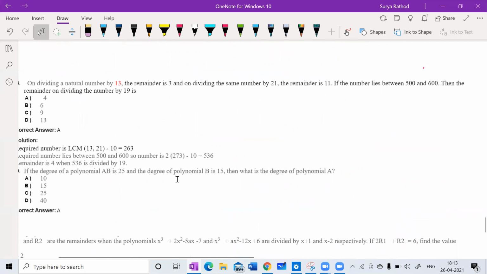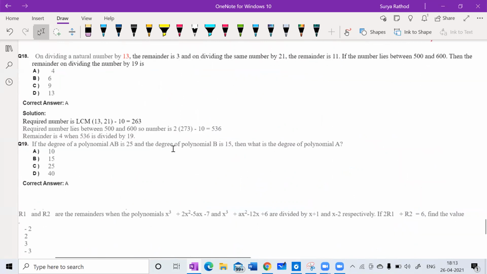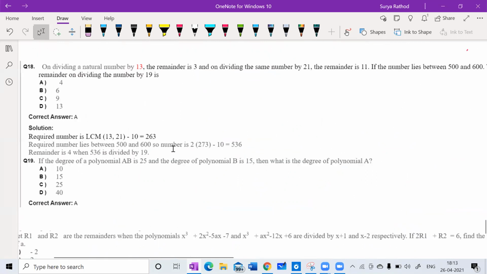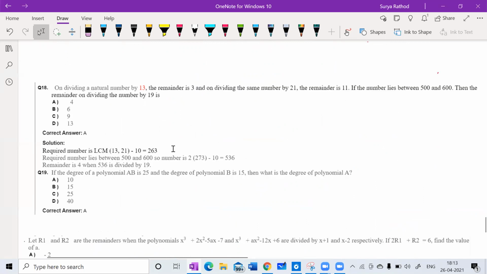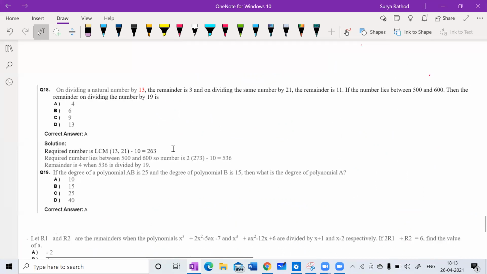Look at the 18th question carefully. On dividing a natural number by 13, the remainder is 3. On dividing the same number by 21, the remainder is 11. If the number lies between 500 and 600, then the remainder on dividing the number by 9 is what?